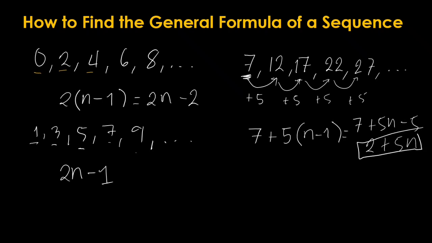Next, if your common difference is negative, like for example, let's start from a bigger number, 28. Suppose we subtract 3 for the next term. So 28 minus 3 is 25, minus 3 is 22, minus 3 is 19, so on and so forth. So that means the common difference is negative 3.